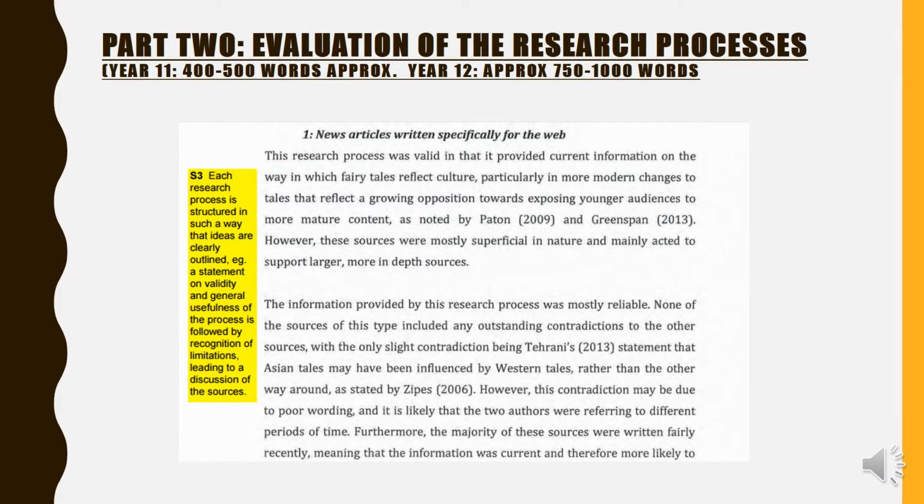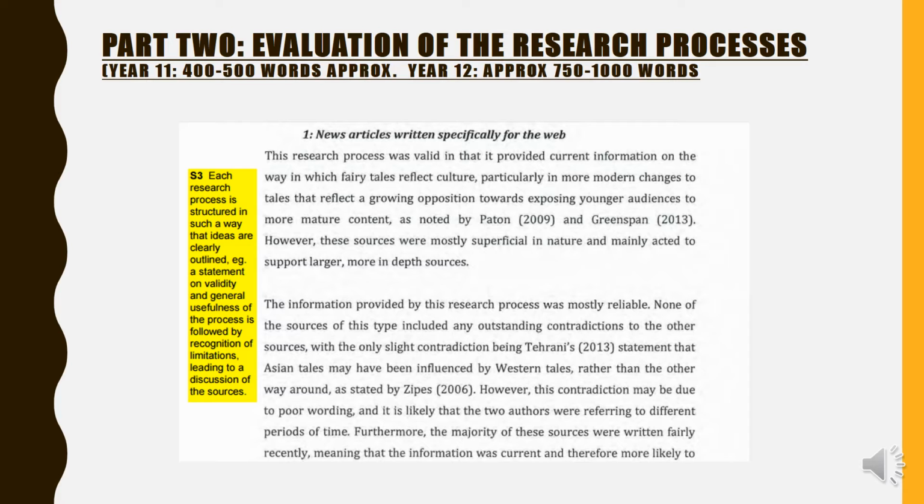So, second part is your evaluation of the research process. It's about 750 to 1,000 words. It's generally the bulk of your evaluation, and that's because the research processes are the bulk of your project. So, this is an example taken from the SACE website where you can see that this person is looking at the process of taking news articles off of the web.